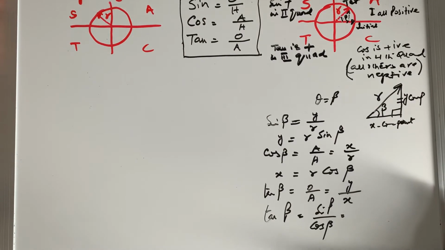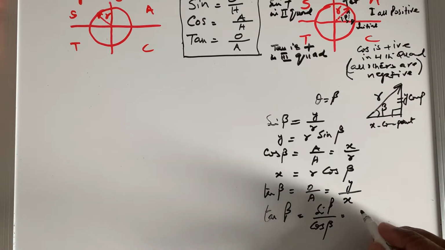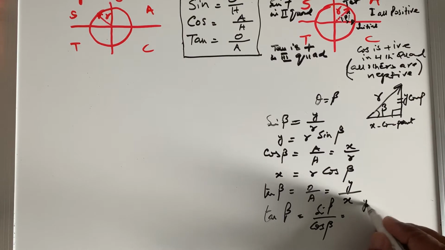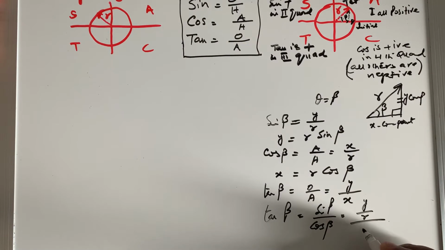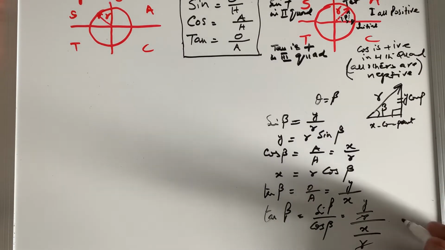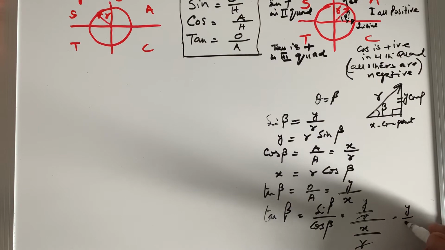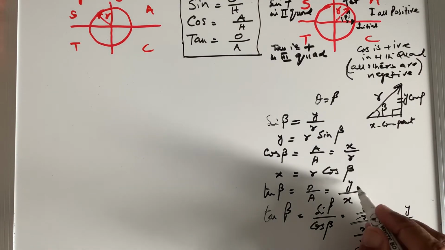So if we put sine beta and cos beta values, sine beta is y over r and cos beta is x over r. So what happened? r and r cancel. What we have is y over x. And what is our y over x? y over x is tangent theta.